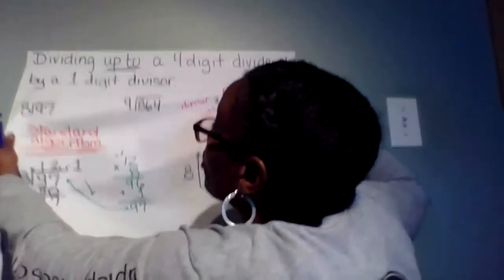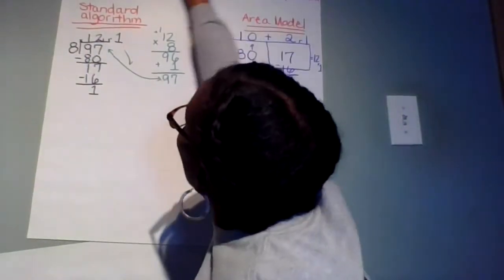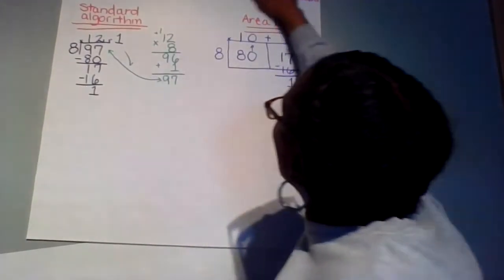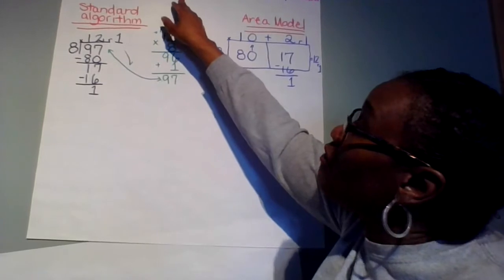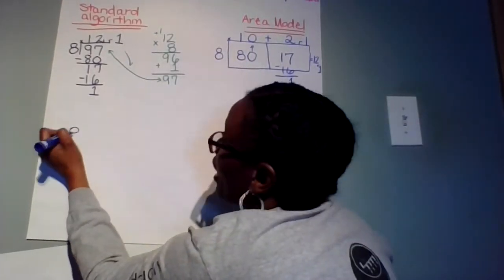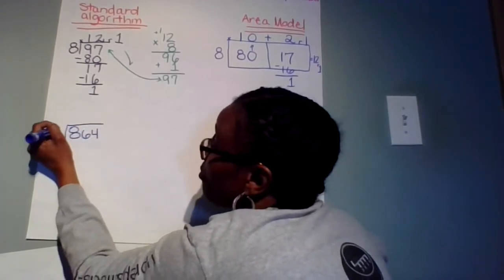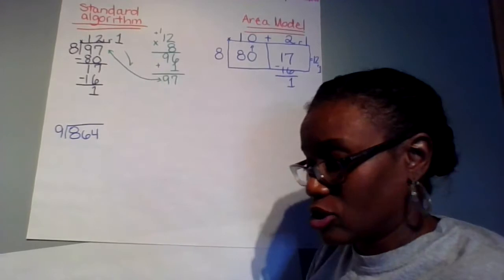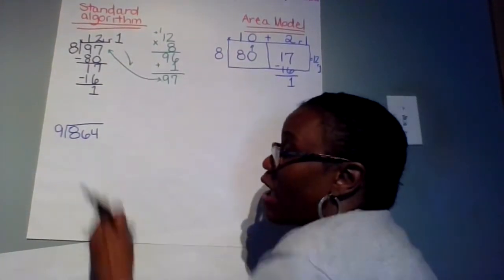So now I'm going to move my paper up. And now I'm going to do our second number, which will be 864 divided by 9. Forgot to change my pen. So here we go. So let's do it the standard algorithm way.